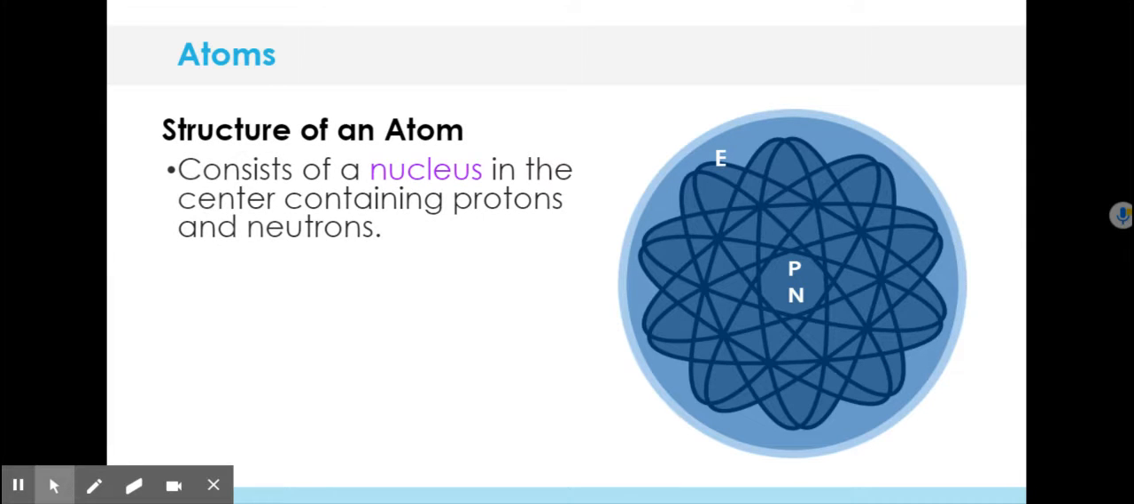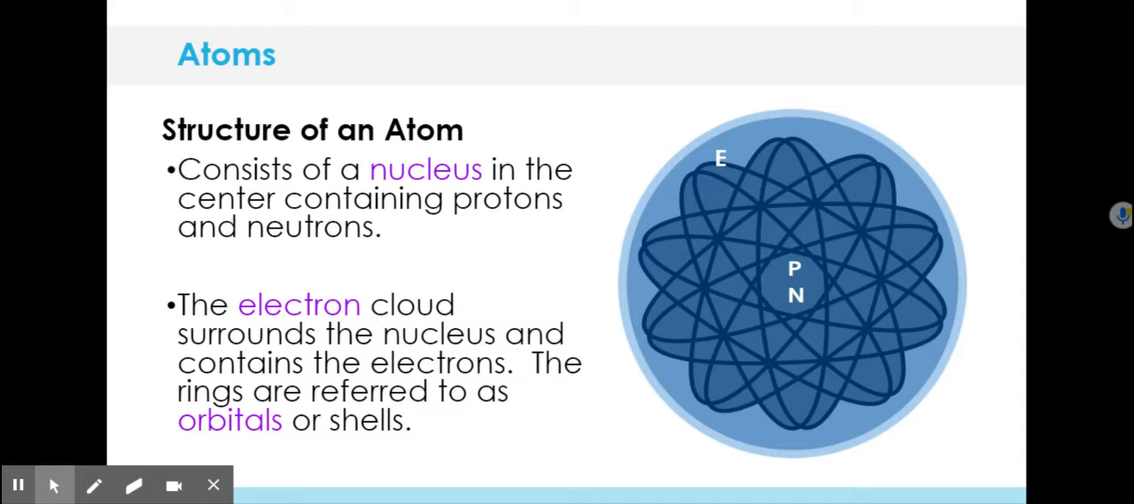Structure of an atom. An atom consists of a nucleus in the center. The nucleus contains protons and neutrons. You can see right here. The electron cloud surrounds the nucleus and contains the electrons. The rings are referred to as orbitals or shells. So all of these rings around are where the electrons are found, and they're called orbitals or shells.